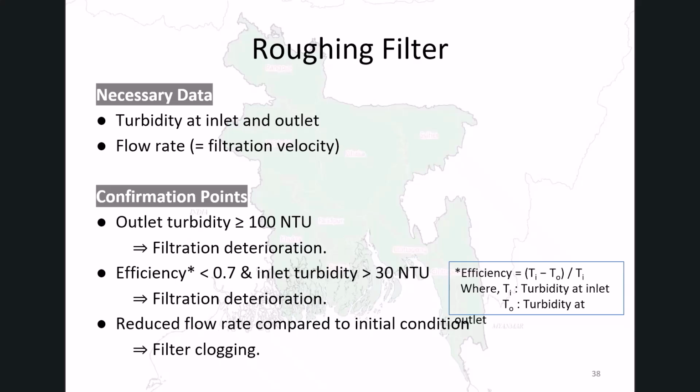The last confirmation point is slower flow rate. This can be checked by comparing the flow rate with the time when the roughing filter was installed or the design specification.